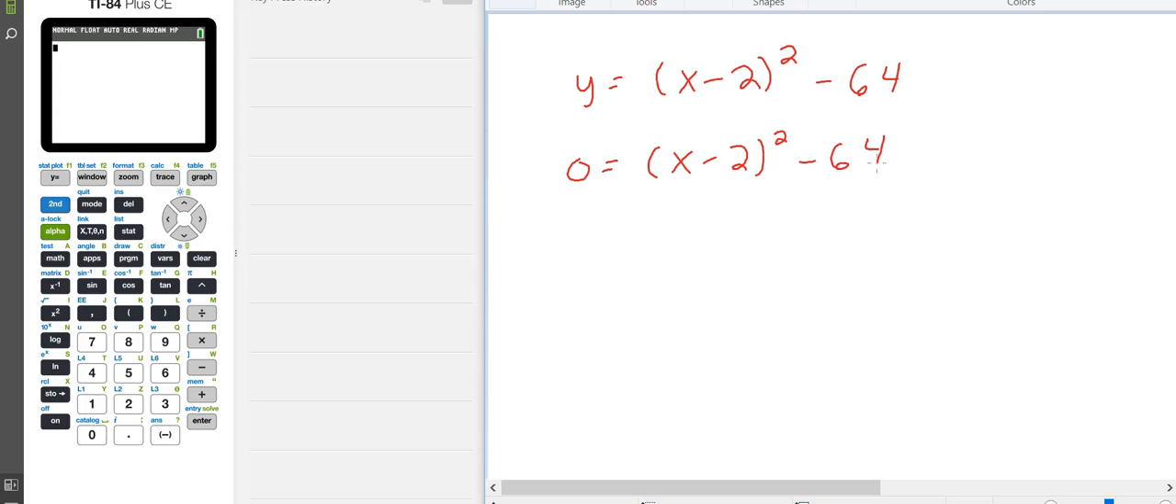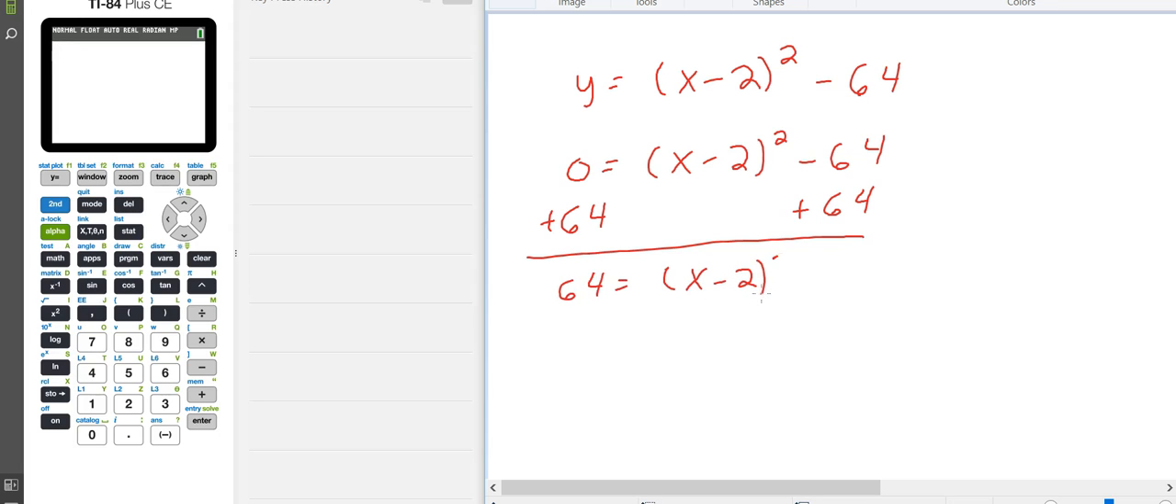Now we're just going to rearrange this equation for x. Plus 64 to both sides. 64 is equal to (x minus 2) squared. Now we want to get x minus 2 alone, and then we can just add the 2 to both sides to move it to the other side. So we're going to take the square root of (x minus 2) squared, the square root of 64, and of course when we're taking the square root of a number, it's always plus or minus that number, because the square root of 64 is either positive 8 or negative 8.